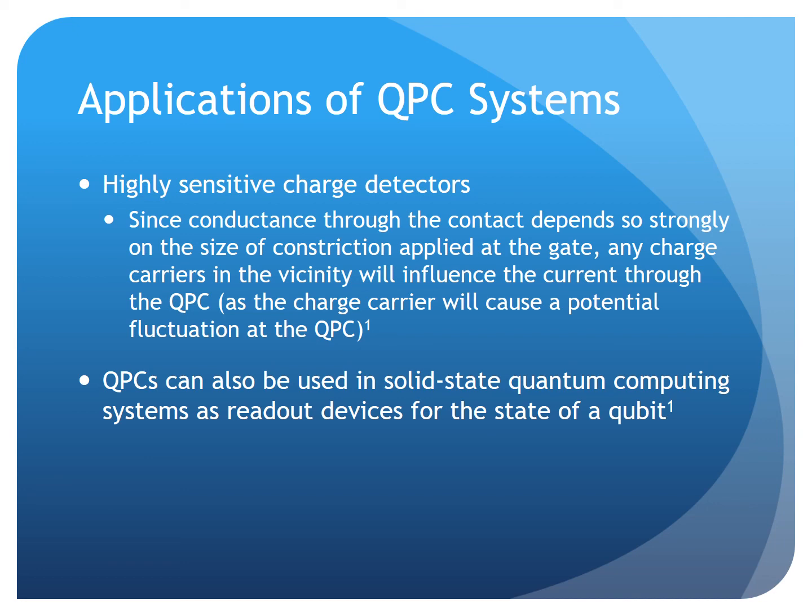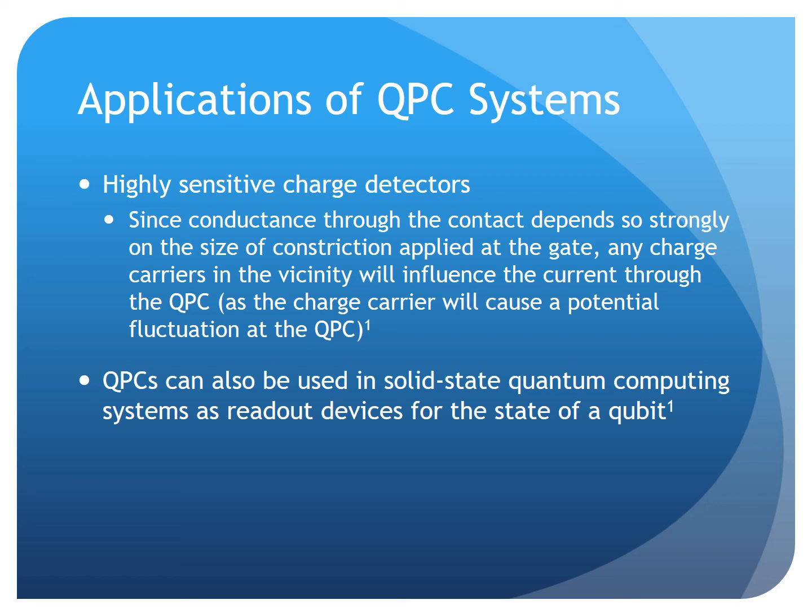So now that we've talked about the properties of quantum point contacts and how you fabricate them and the history of them, it's important to talk about what they can actually be used for. One of the main uses for quantum point contact systems is as highly sensitive charge detectors. Since the conductance through the contact depends so strongly on the size of the constriction applied at the gate, any charge carriers in the vicinity will influence the current through the quantum point contact.